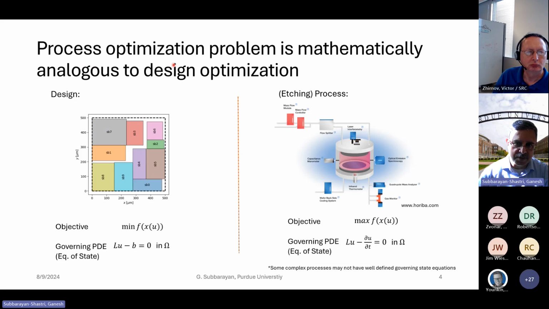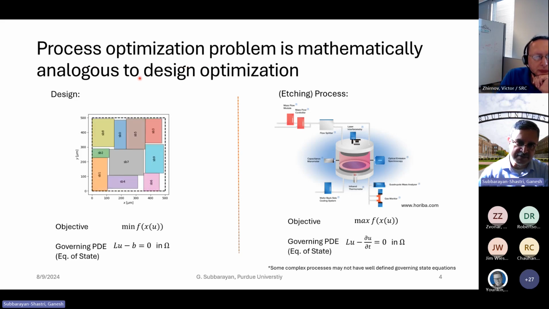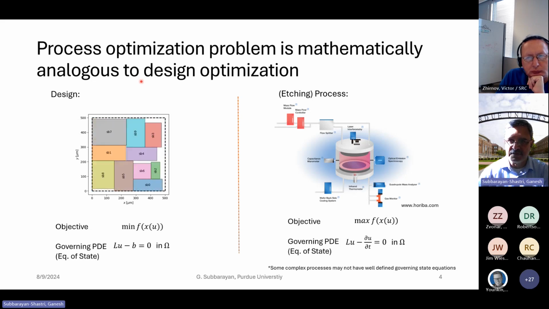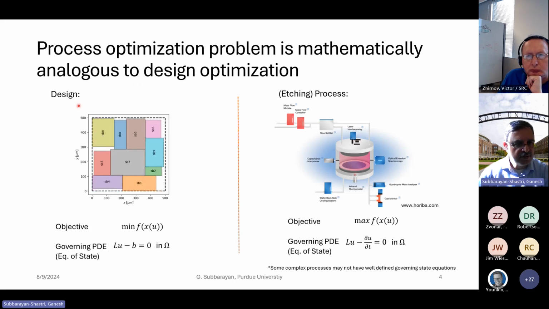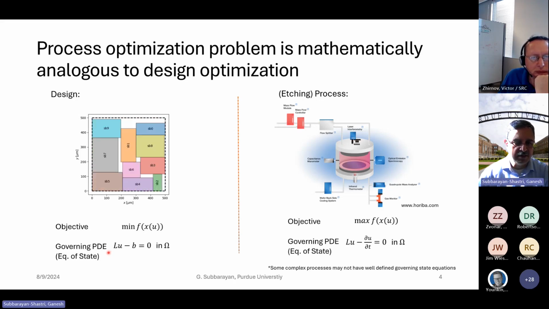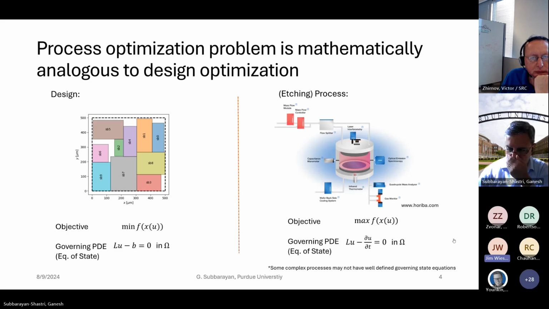The process optimization problem, I would argue, is mathematically analogous to design optimization. In other words, the procedures one uses for design optimization, one can use almost one for one for process optimization. So here in the design context, for instance, I might have an objective to minimize temperature, and I have a governing partial differential equation, which is really the Fourier law of heat conduction, that I might use to figure out which configuration is best for me, and I might do it systematically using an optimization algorithm.